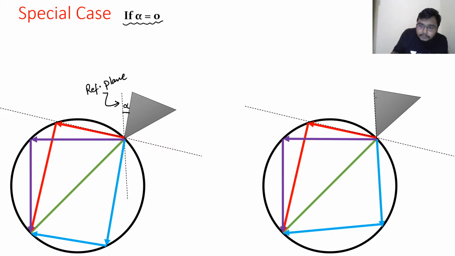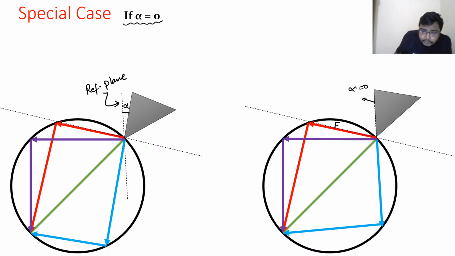And see, reference plane is there. So here what I can say? Alpha is equal to 0. Clear? Alpha is equal to 0. So when alpha is equal to 0, what is happening, sir? Let us see.